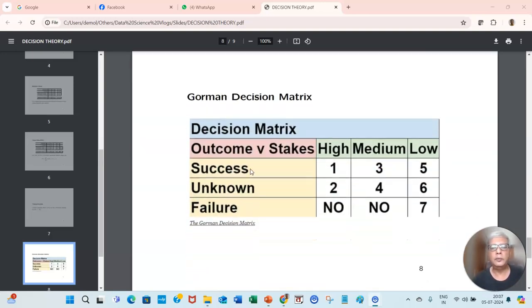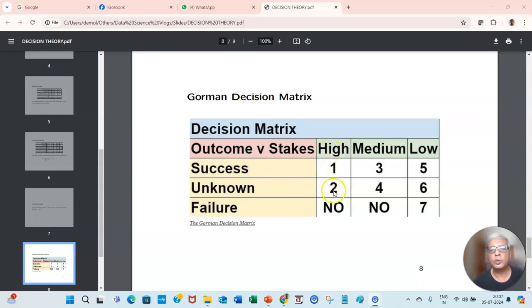And a few days back I was reading a blog on the Goldman decision matrix, which we apply in daily life. So you have options and you have success or failure or unknown, and those come with different risks. High risk is bigger than 80%, medium risk between say 40% to 80%, and low risk is less than 40%. So these are the priorities you choose. You put priority 1 when you are sure of success with high probability.